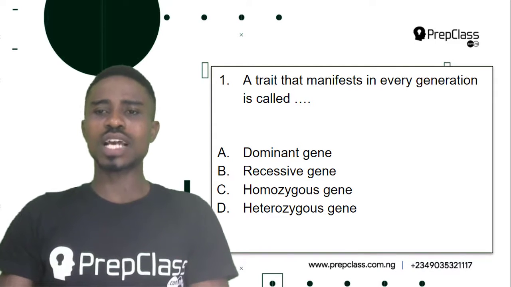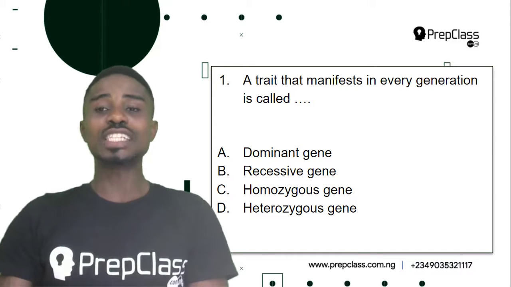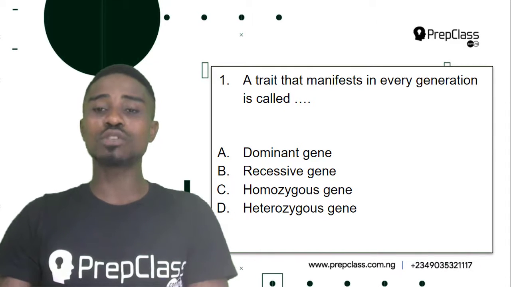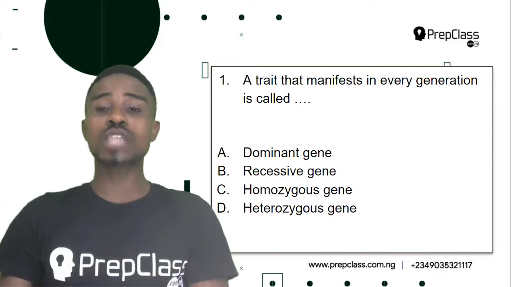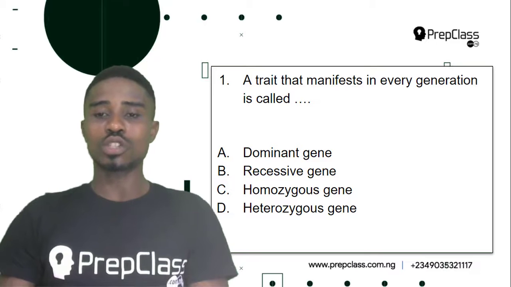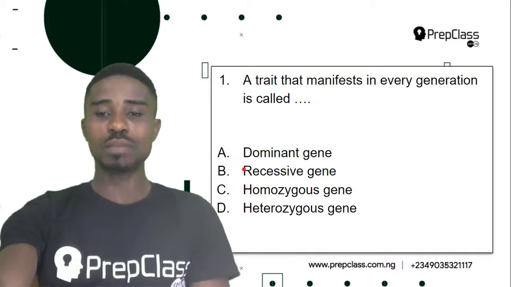Now, we are also looking at that trait that manifests in every generation. So, permit me to say this question was not phrased well. It ought to be a gene that manifests in every generation. So, if we assume it to be a gene that manifests in every generation, next we are going to build an understanding of how many types of gene we have. So, we have 2 types of gene, and it is the dominant gene and the recessive gene. So our answer would be between option A and B.